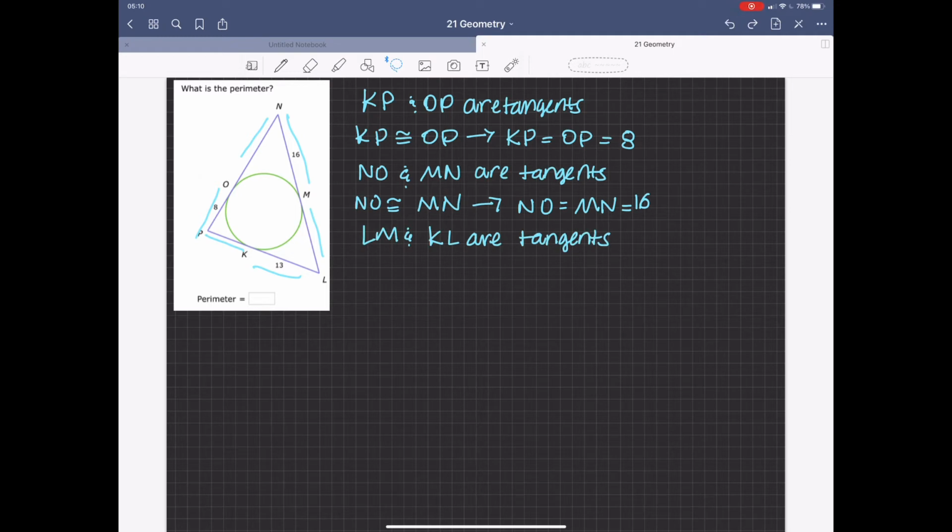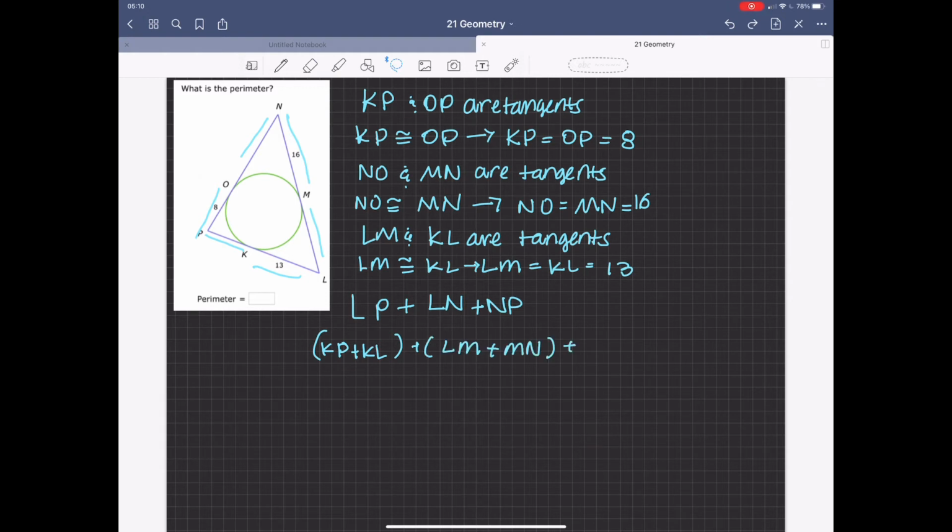So LM and KL are tangents. LM is congruent with KL. LM equals KL, which equals 13. So if I add up all the sides, that breaks up to the segments of KP plus KL added to LM plus MN. And then lastly, I would add NO plus OP.